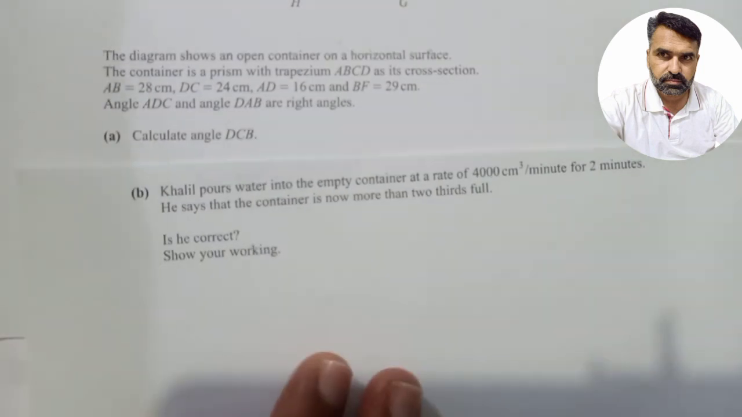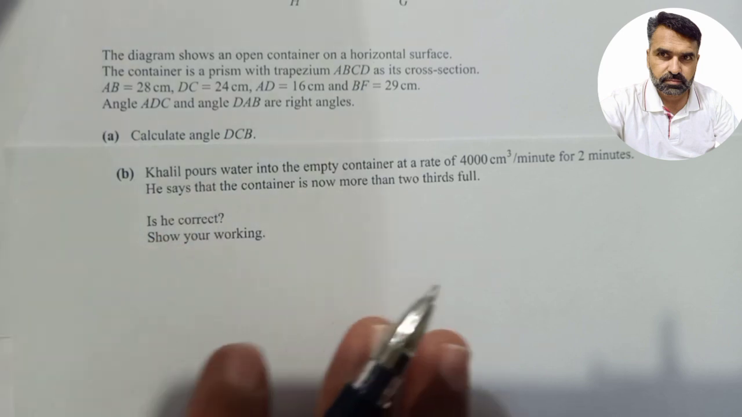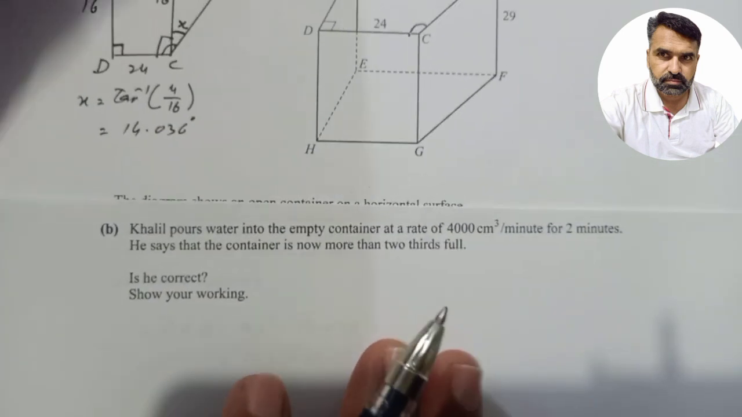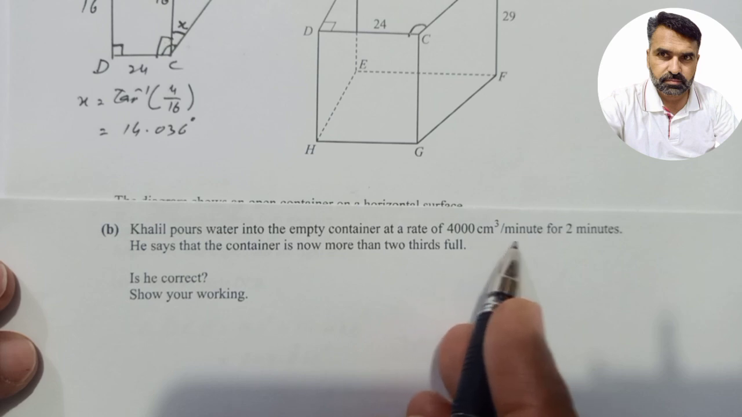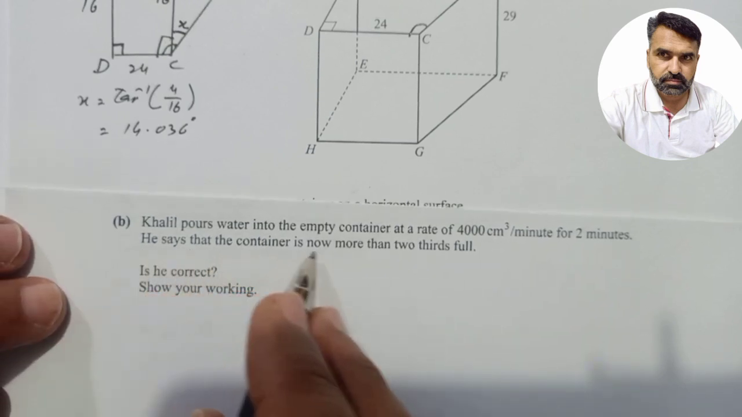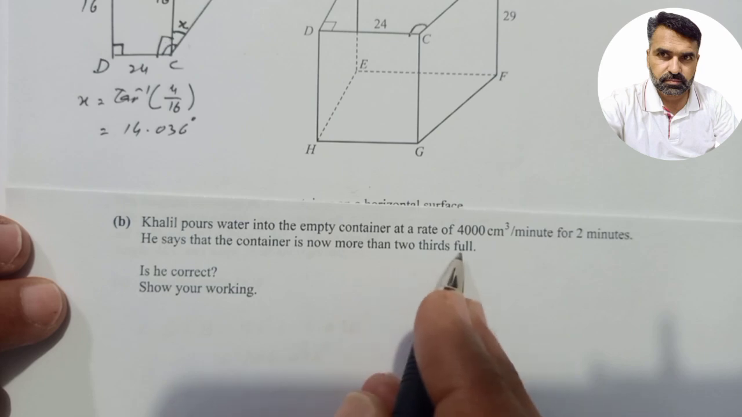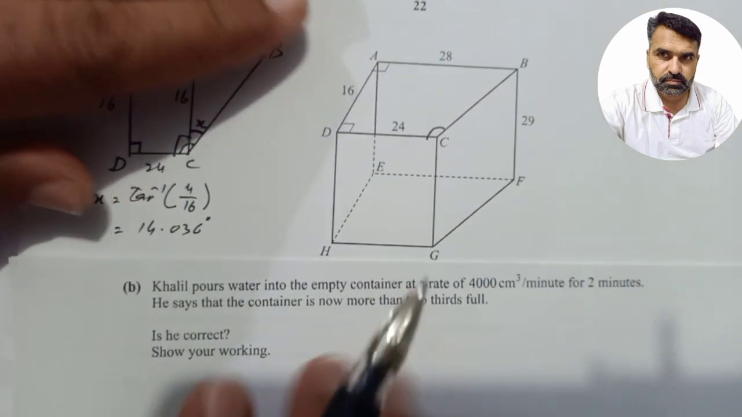Now the B part. Halil pours water into the empty container at the rate of 4000 centimeter cube per minute for 2 minutes. He says that the container is now more than 2/3 full. So students, first we will find the volume of this container.